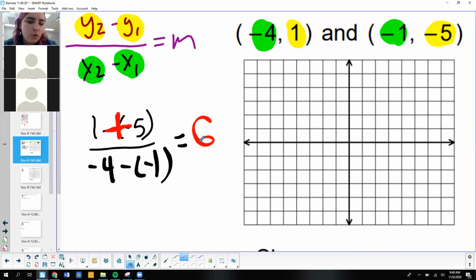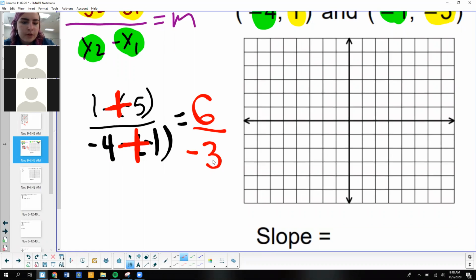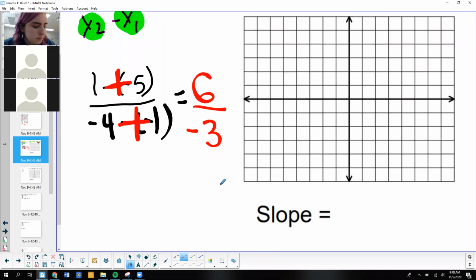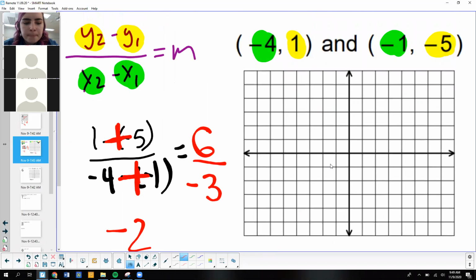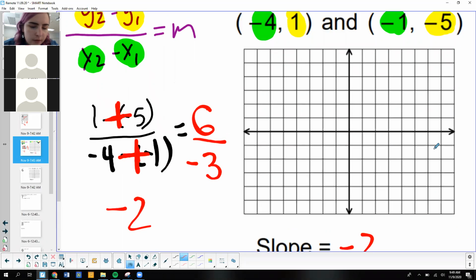And then -4 minus a -1. Remember, when we're subtracting a negative, that's the same thing as adding. So -4 minus a -1 is the same thing as adding 1. So that's going to be -3. So +6 divided by -3. So 6 divided by -3, which is going to give us a slope of -2. So our slope is -2. So good job, Maya and Kishay.